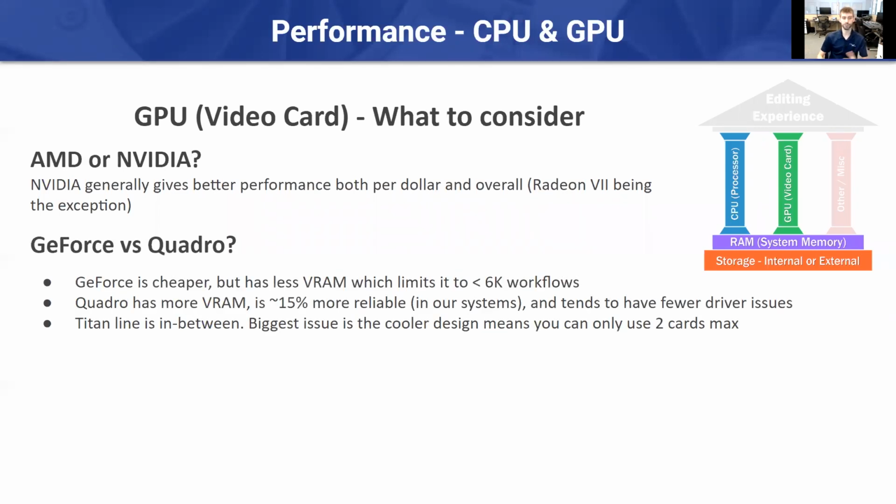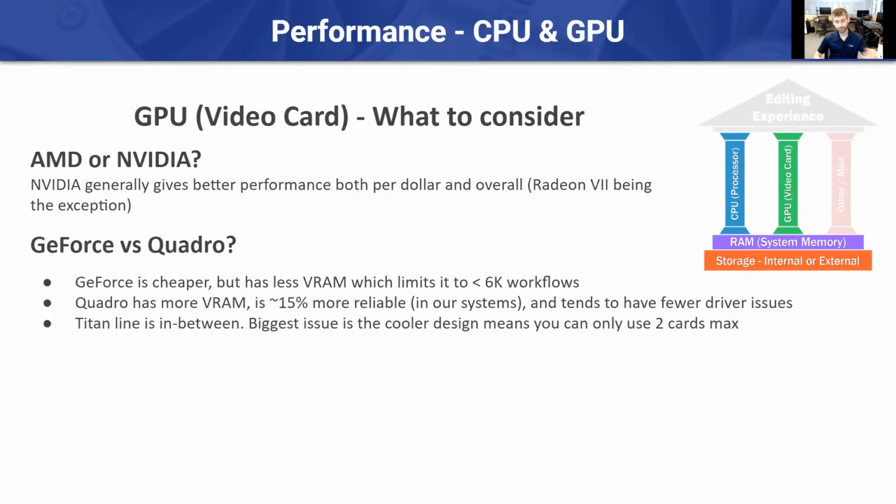And then there's Quadro versus GeForce on the NVIDIA side. So this is similar to the Core versus Xeon from Intel. It's basically their consumer-ish line versus their workstation line. GeForce is a lot cheaper, but it has less VRAM, which means if you're talking about an 8K workflow, it's generally not going to have enough video memory. So you are generally relegated to 6K or definitely 4K workflows is where you're going to be using GeForce.